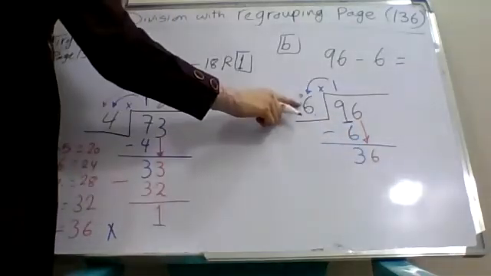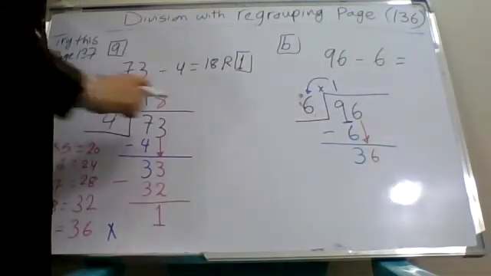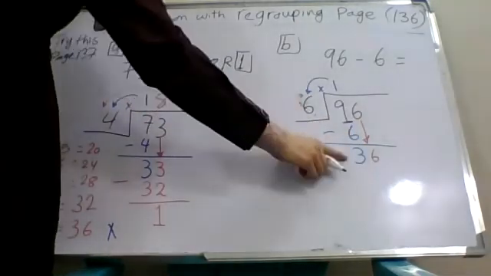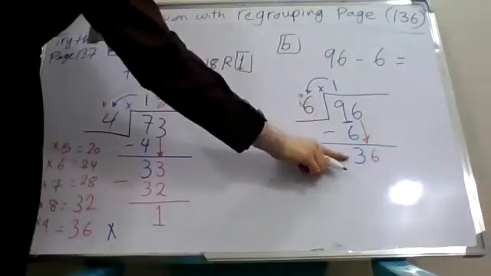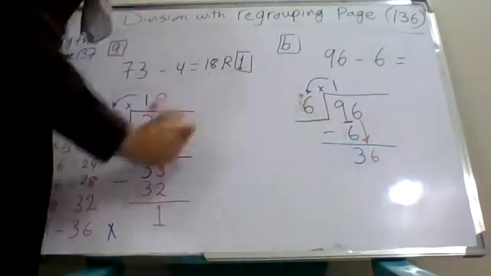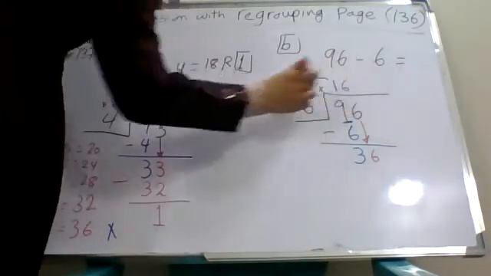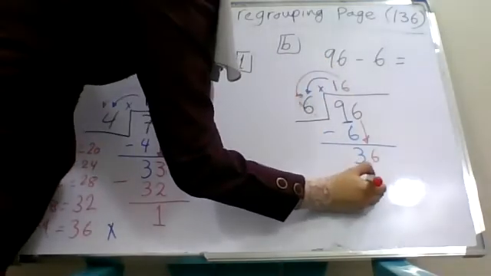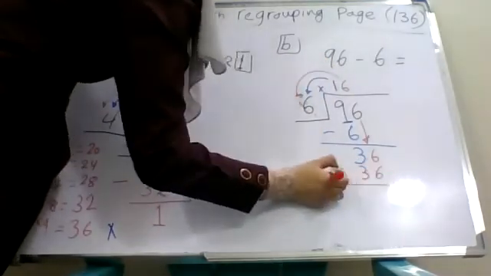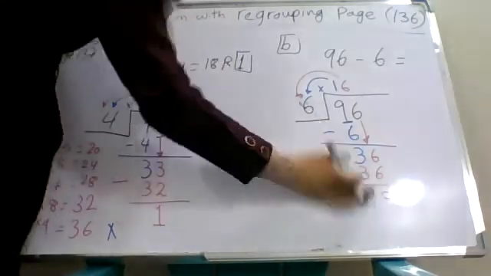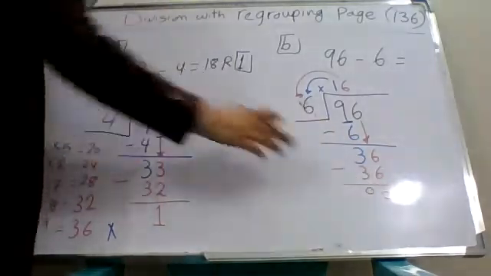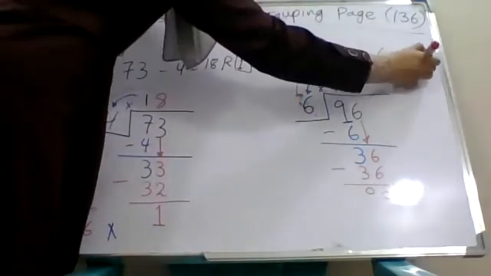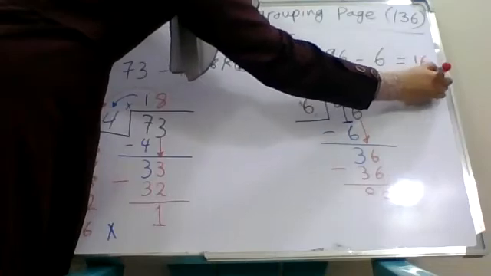36. Can I find 36 on the times table of 6? Yes. 6 times 6 is 36. I have to choose the same number or less, and I can find it. It's the same number. When I multiply 6 times 6 equals 36, I write here 36 and the remainder is 0. I have no remainder. 36 take away 36 equals 0. So the answer is 16 and the remainder is 0.